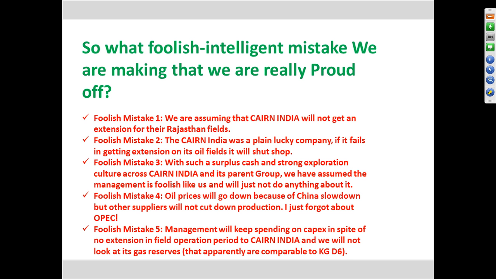The fourth foolish mistake that we are making is that we are assuming that oil prices will go down because of China's slowdown, and on the same side we are assuming that other suppliers will not cut production because oil prices are going down. Somehow we have forgotten the biggest cartel in this business, that is OPEC. We are believing that OPEC will not try to manage the expectations of the market in order to protect its own social welfare benefit schemes in its countries, and its own earnings. So that is the fourth foolish mistake I think I have made.